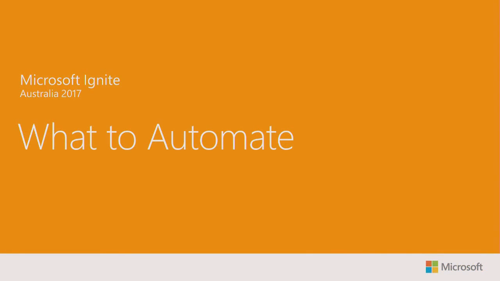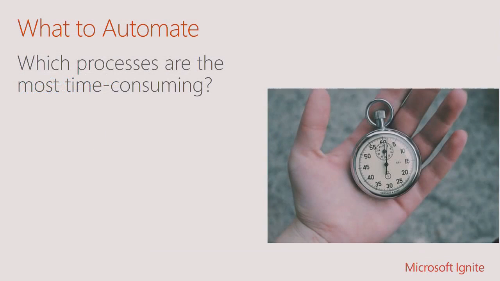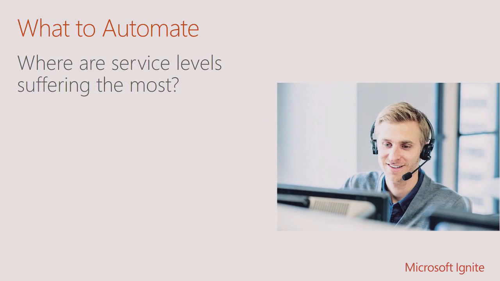All right, so what do we automate? What can we actually automate? Which process is the most time consuming? What's taking the most out of your day, your week, your month? Pretty obvious stuff. Where are service levels suffering the most? Sometimes you might not see some things that are occurring. You might be getting 50 calls a day to reset users' passwords, so it might potentially be something that's pretty obvious to go and automate.